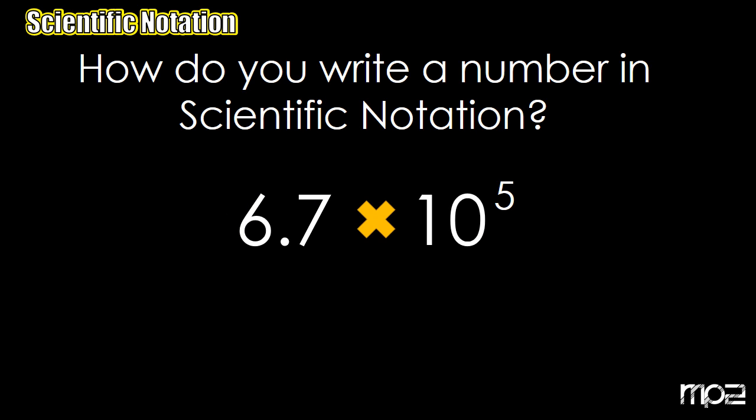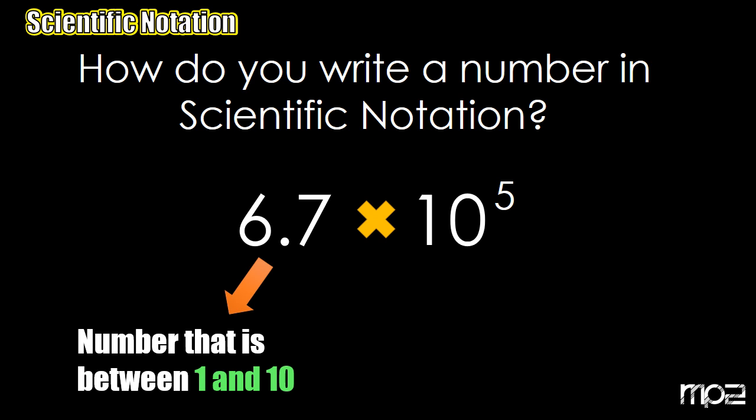So first of all, we have to figure out how to even write a number in scientific notation. And so here we're given this number. It is written in scientific notation. Here are the parts. This first part right here, 6.7, has to be between 1 and 10 is the key. You're always going to have a multiplication sign in between that number and a power of 10.